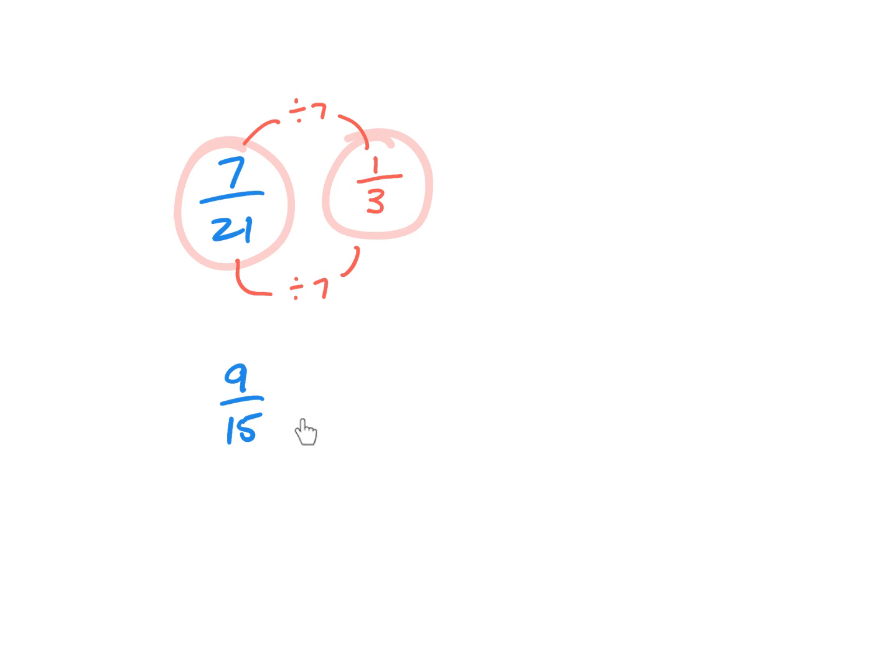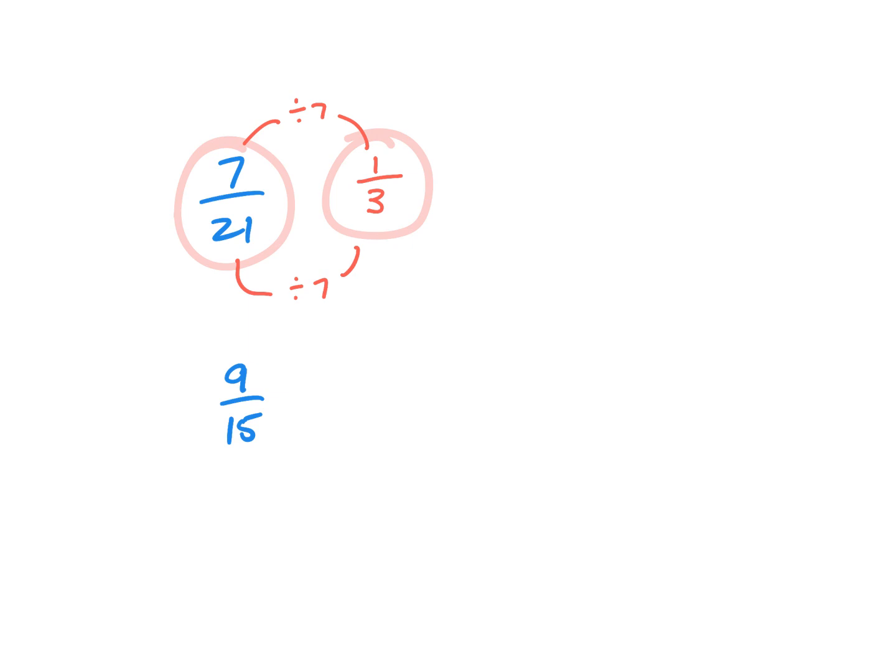Right, we'll give this one a go. 9 over 15. See if you can reduce that to its simplest form. Remember, they're not even numbers, so what multiple goes into both 9 and 15? Put the video on pause, come back when you're ready.